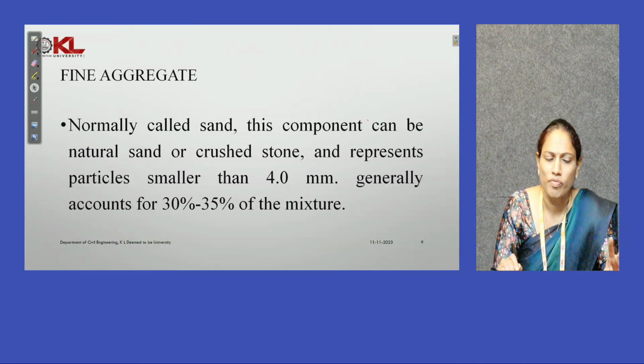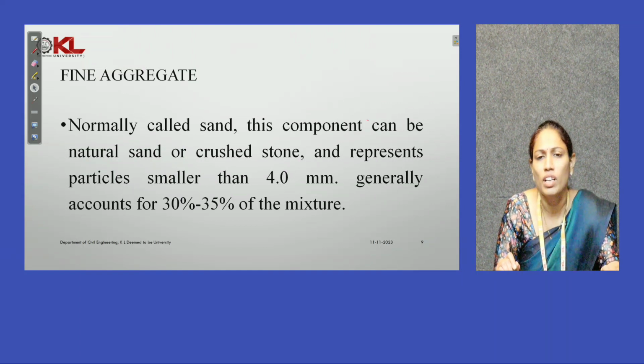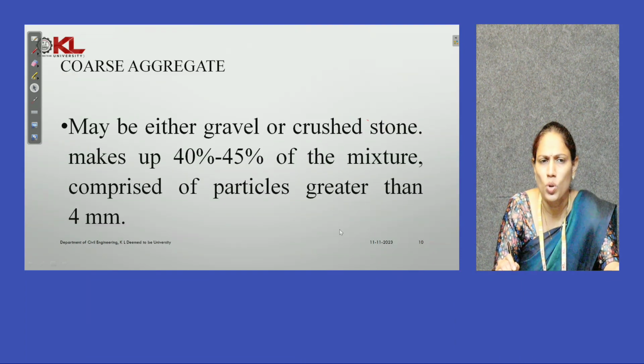There are two types of aggregate, fine and coarse aggregates. Fine aggregates are less than 4 mm, and whatever is greater than 4 mm we consider coarse aggregate. Generally the amount of fine aggregate we use in concrete is 30 to 35%. Coarse aggregate may be either gravel or crushed stones, making up 40 to 45% of the mixture, comprised of particles greater than 4 mm.